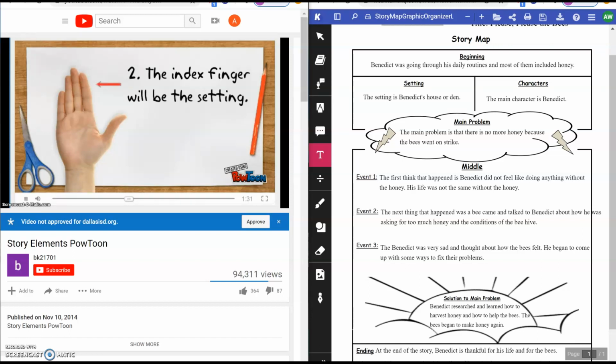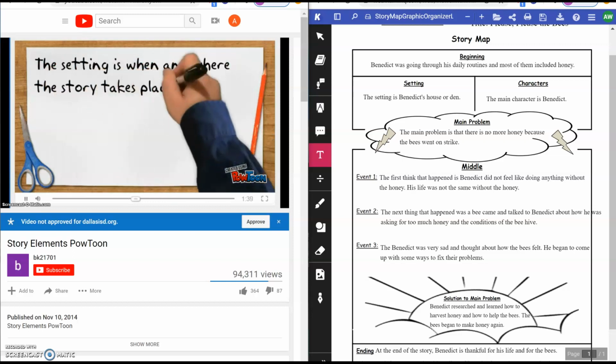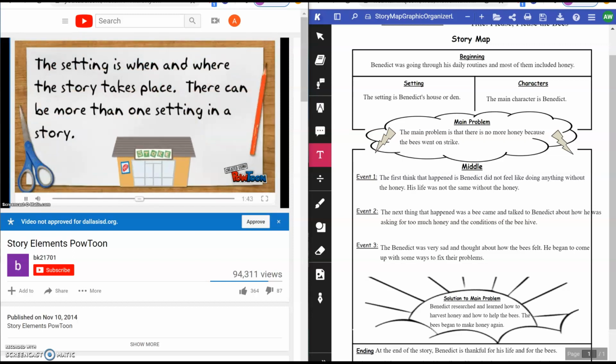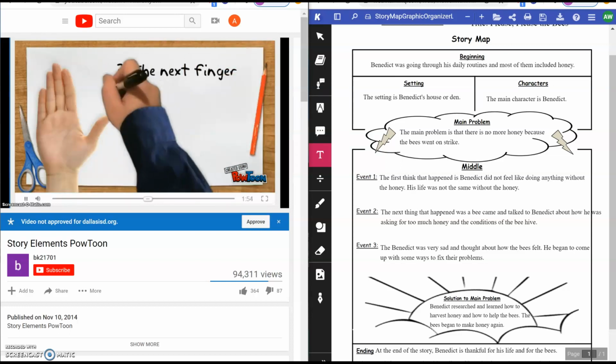The index finger will be the setting. There's a house. I wonder what setting means. The setting is when and where the story takes place. There can be more than one setting in a story. So here's a store. That could be a setting, an airplane, or you see a sun. So this setting is in the daytime, or you could have a setting at the nighttime.